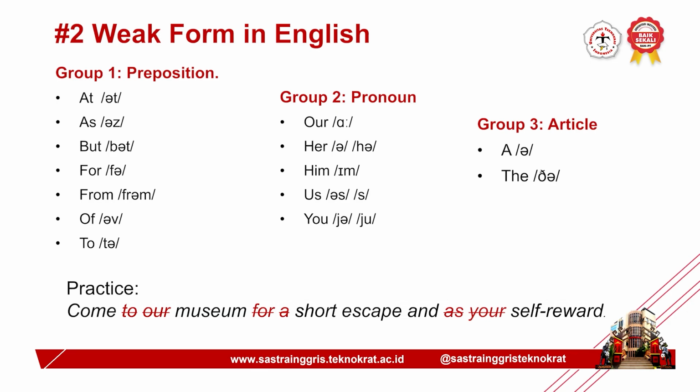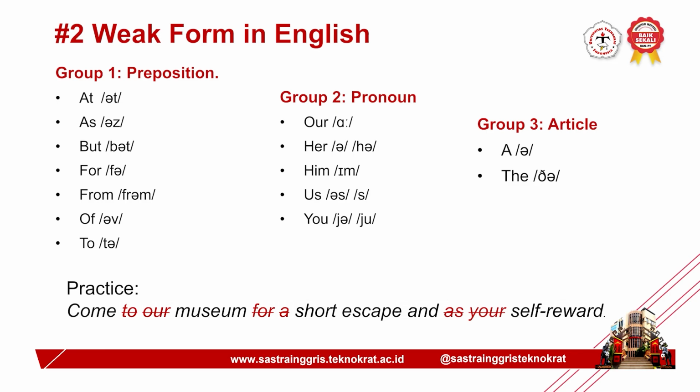Now, number two is the group of weak forms in pronouns, or I just call it group two. Group one is prepositions, group two is pronouns. We have the strong form "our," but the weak form is "are." The strong form is "her," but the weak form is "er." And then "him," the weak form is "im," without the h sound at the beginning. The weak form of "you" is "ya" or "yuh." Okay, so it's like lazy pronunciation.